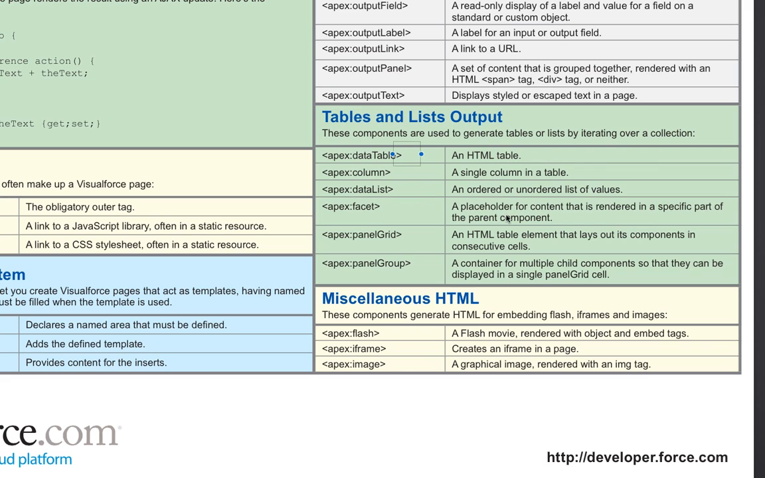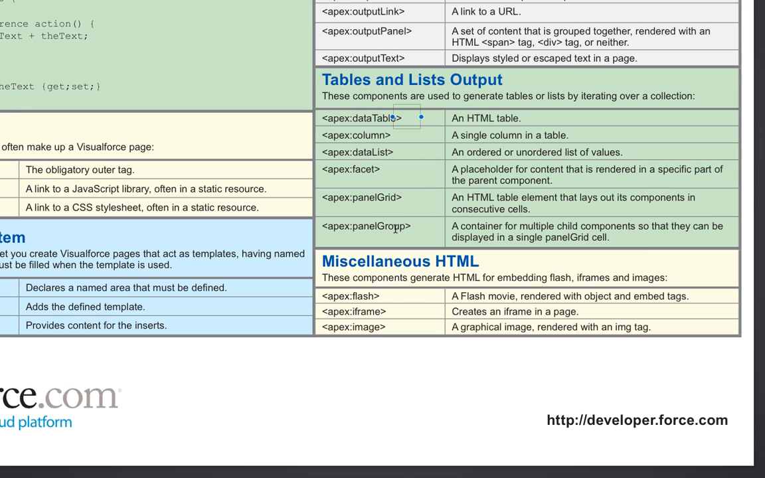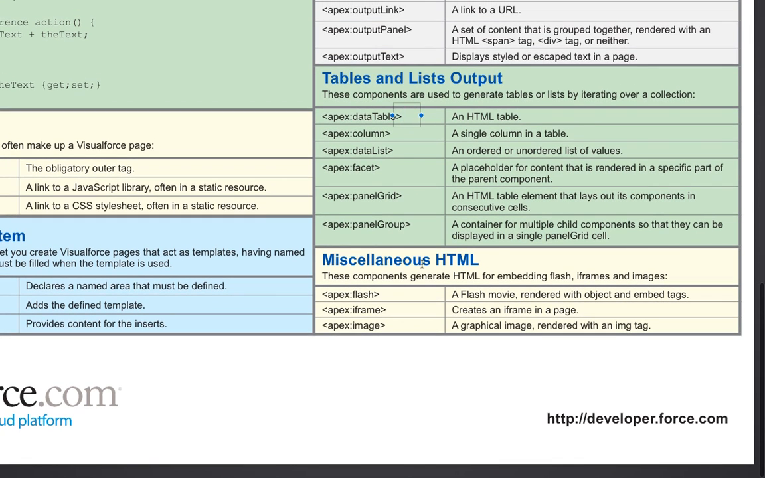Apex data list is like ordered or unordered list of values. For suppose if you want to display 20 contacts on the page, you can use the data table, and you can use column with column names and repeat the data list.